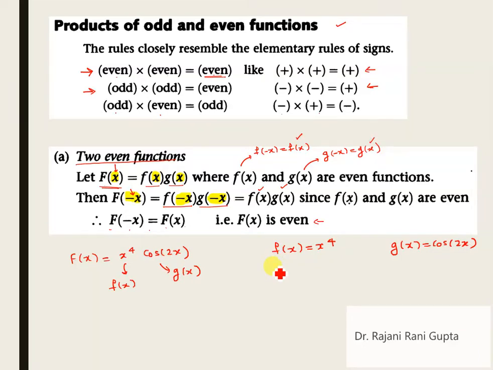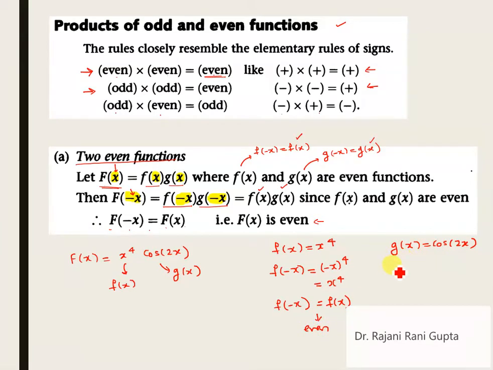Now we need to check if it is even or odd. So f of minus x is minus x to the power 4. How many times is the negative sign there? 4 times, so it becomes positive. It gives you x power 4, which is your function f of x. So we got f of minus x as f of x. So this is an even function.